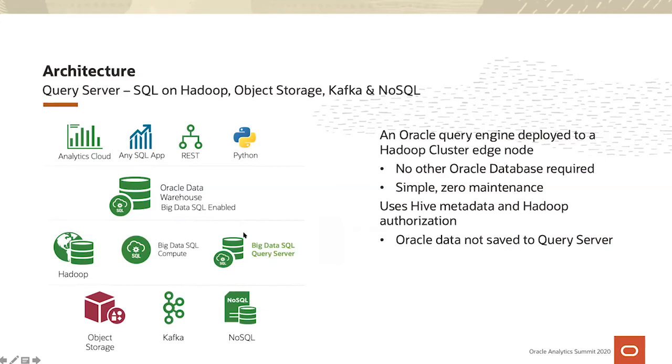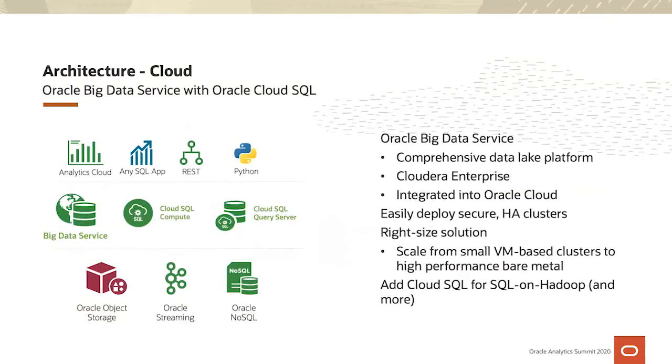You could think about this as being a SQL on Hadoop and Kafka and object store solution. It's a zero maintenance database. You don't store data in query server. It's literally a query engine that allows you to access these stores. So now you can run Oracle SQL against all of these sources without necessarily having to go through the warehouse, right? You don't necessarily combine data that's coming from the warehouse with these sources, but you can combine these big data sources together.